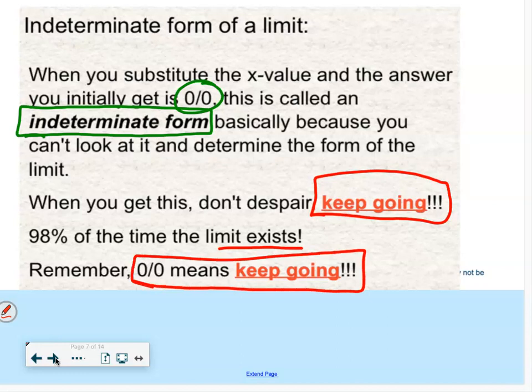In limit world, when you see 0 over 0, you keep going. There is a limit. It's there. Your job is to find it. I put 98% of the time because, using some really evil manipulation on a piecewise function, you can force a limit to be 0 over 0 that doesn't exist. But we wouldn't do that, and neither would the College Board. There is a way to have a limit that is 0 over 0 that doesn't exist, but it's really rare. You have to really think and intentionally manipulate to make it do that. But for you guys, 0 over 0 means keep going. The limit exists.